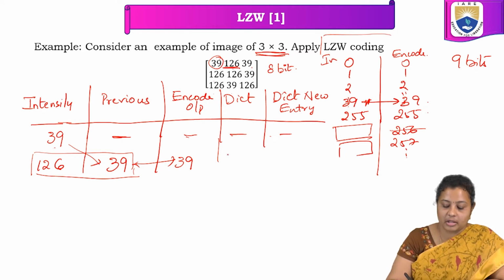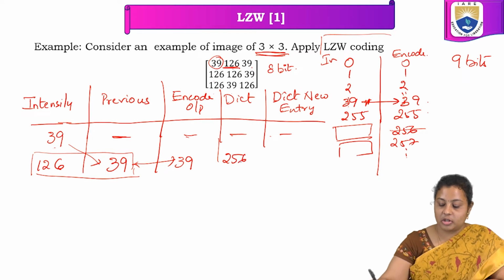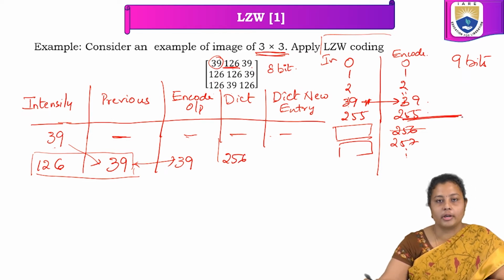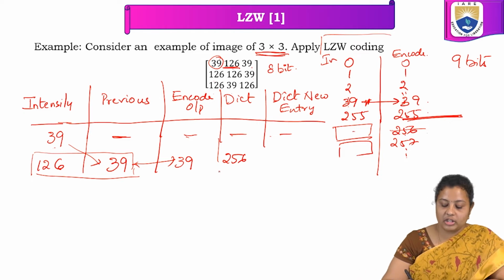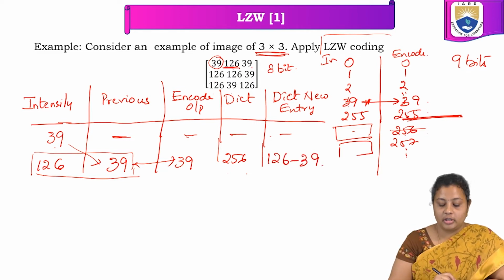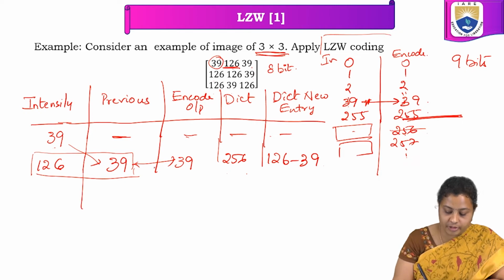So, that is given by 256, because till 255 it is already coded, right? So the 256 code value is left vacant. So, for 256, I'm giving the dictionary entry as 126-39, right? Now, let's go further.